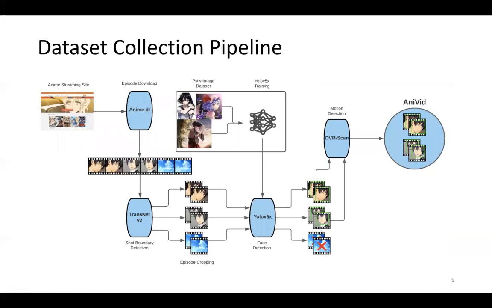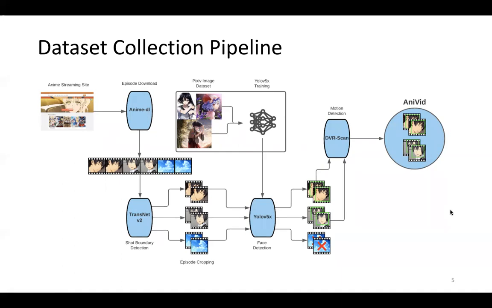And this diagram summarizes my dataset collection pipeline. So I compiled 90 different shows from an anime streaming site, and I downloaded these shows using the anime-dl command line program. Upon downloading them, I took these full-length episodes and split them into shorter clips based on the detected shot boundaries from the TransNet V2 model.